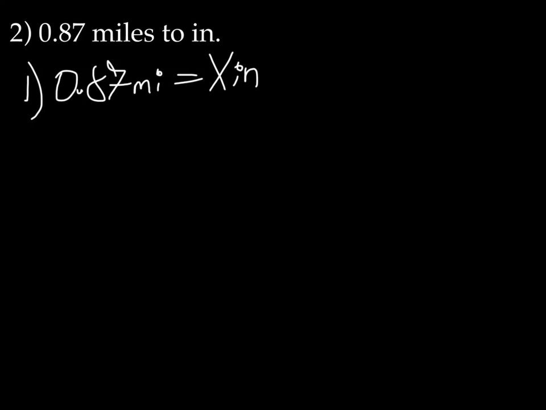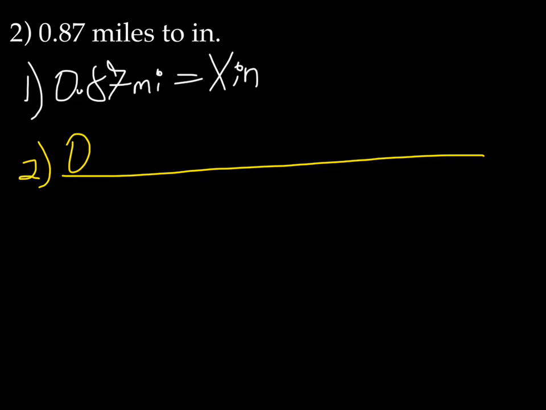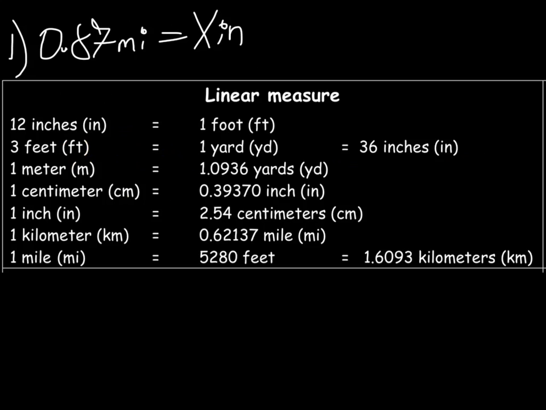And then next, we need to write our grid and put our known in. So 0.87 miles, and that goes over what? The next step is to look at the unit conversion table and find an equality that has both miles and inches in it. So we're looking for miles and inches. Take a moment, pause if you need to, and find an equality that has both miles and inches in it.